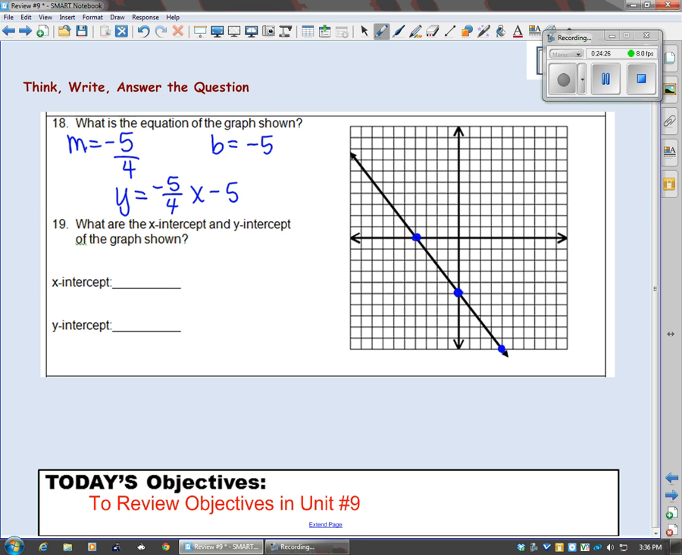The x-intercept, where it crosses the x-axis, is at negative 4, 0. The y-intercept is at 0, negative 5. Okay, again, x-intercept is going to have a number in the x position. Y-intercept is going to have a number in the y position.